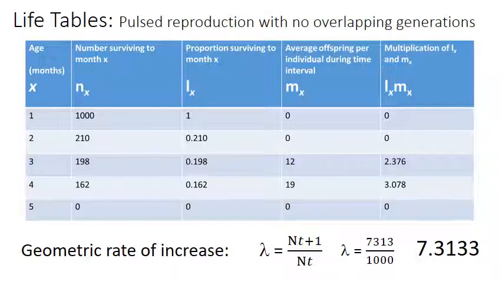So you can see that the geometric rate of increase in this case is the same as the net reproductive rate. The reason for that is that in this case, we're looking at an organism with pulsed reproduction and no overlapping generations. So what that means is that these sunflowers produce seeds, their offspring, but by the time those seeds germinate and produce the next generation, that sunflower has died. And so the reproductive output of one generation is equal to the population of the next generation.